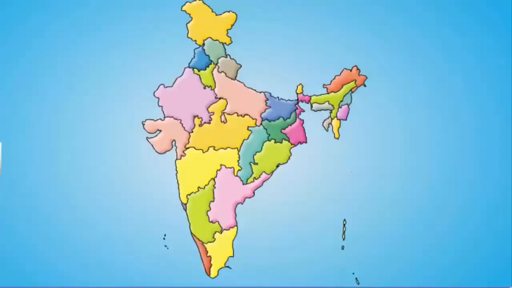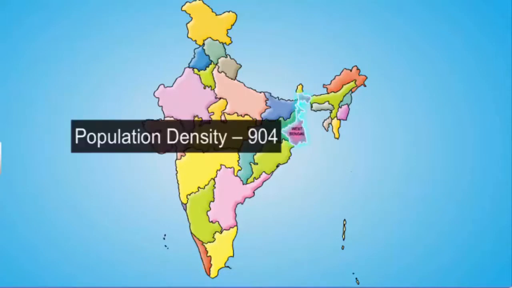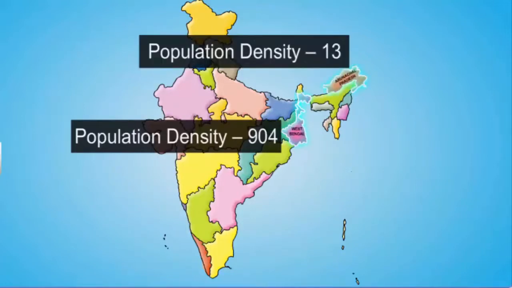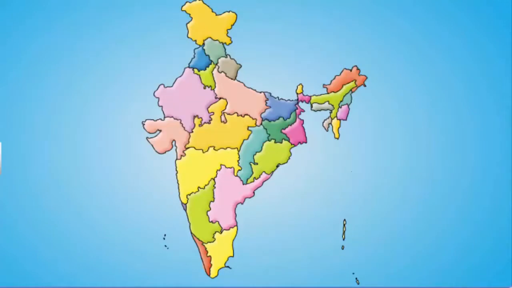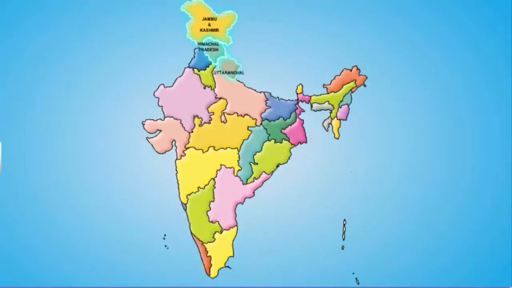The population density of the country varies from one state to another. It varies from 904 persons per square kilometer in West Bengal to only 13 persons per square kilometer in Arunachal Pradesh. The states of Jammu and Kashmir, Himachal Pradesh, Uttaranchal, Arunachal Pradesh, Assam and others have population densities below 250 persons per square kilometer.